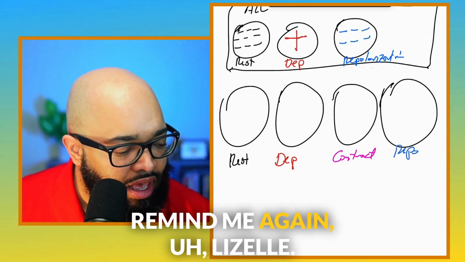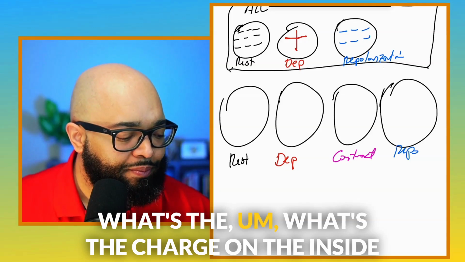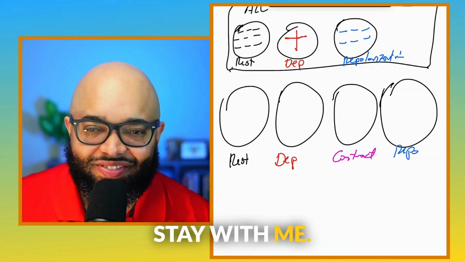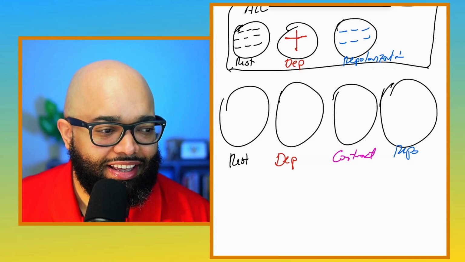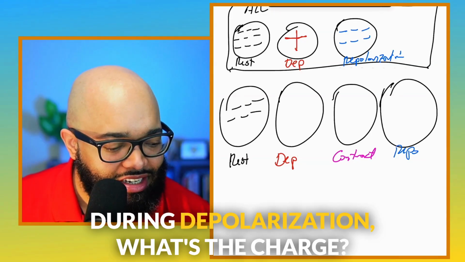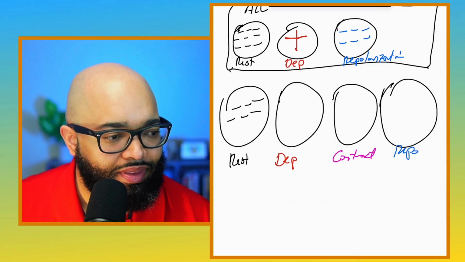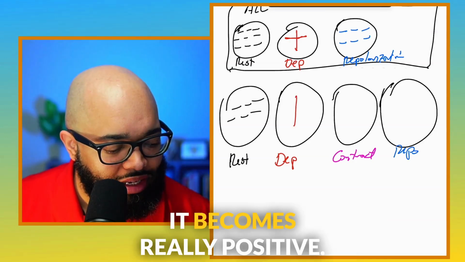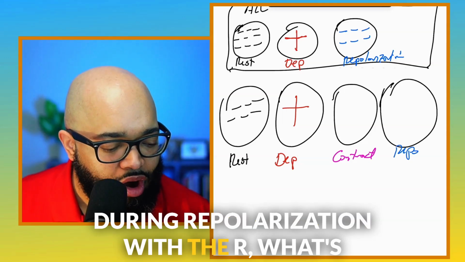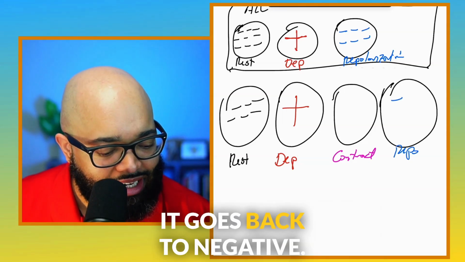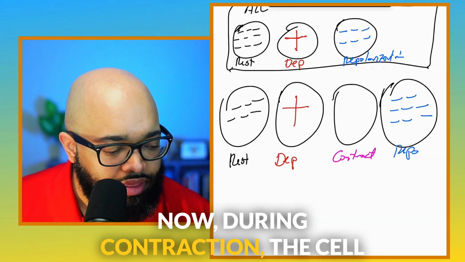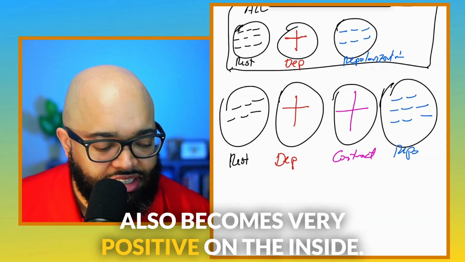Remind me again, Lizelle, what's the charge on the inside of the cell at rest? Stay with me. It's negative. Okay, cool. During depolarization, what's the charge? It becomes really positive. During repolarization, with the R, what's the charge? It goes back to negative. Okay. Now, during contraction, the cell also becomes very positive on the inside.